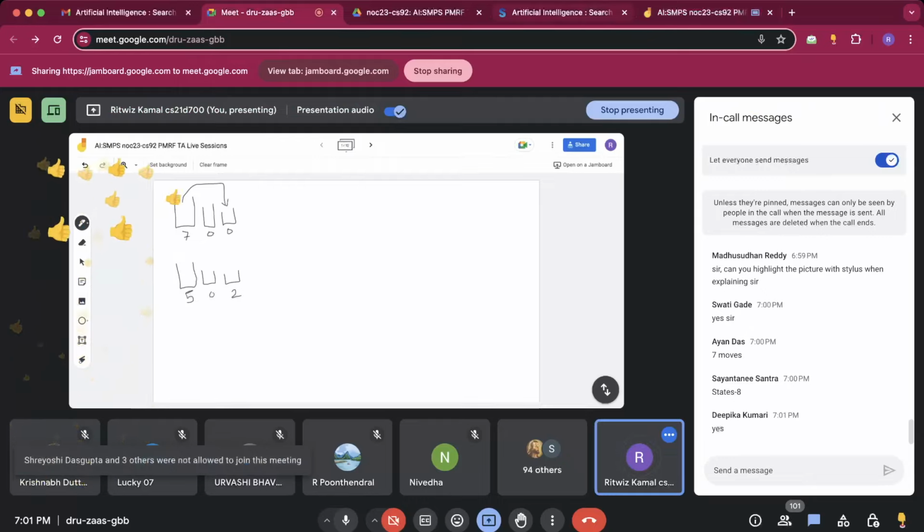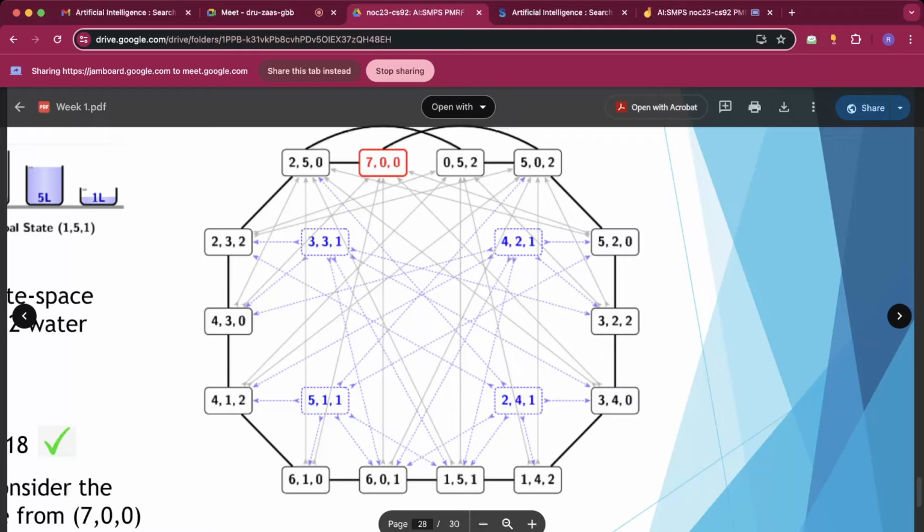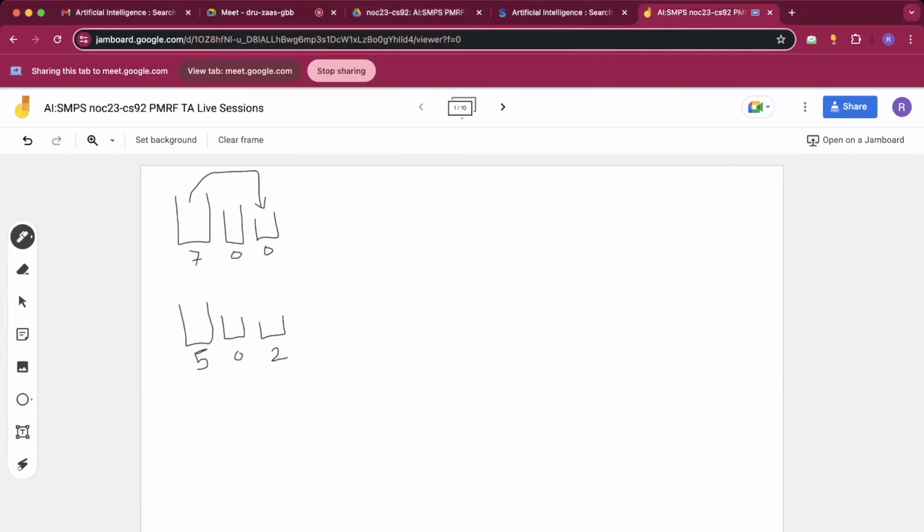Cool. Then next what we can do is we can go from 502 to 520, which is we pour water into this one. So we completely empty the rightmost jug, and although the middle jug has capacity of 5 liters, it will only be filled with 2 liters of water. So we have 520.